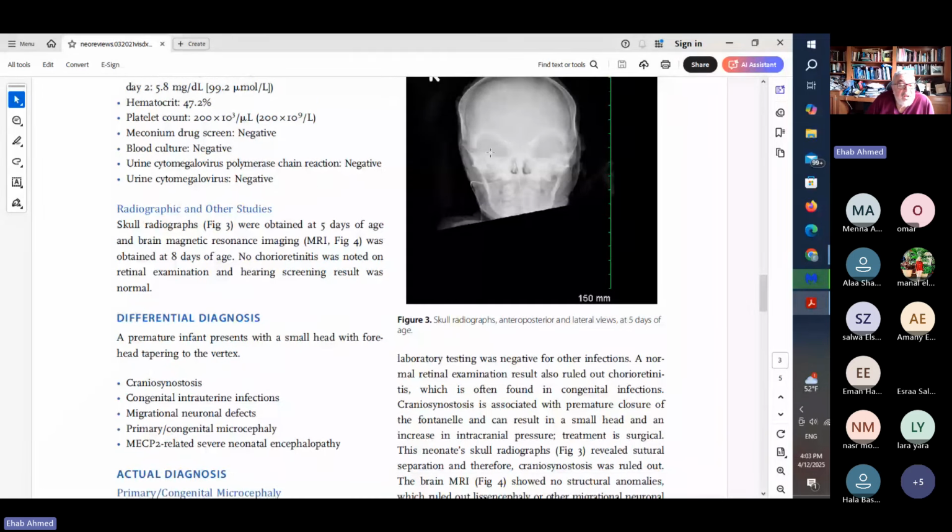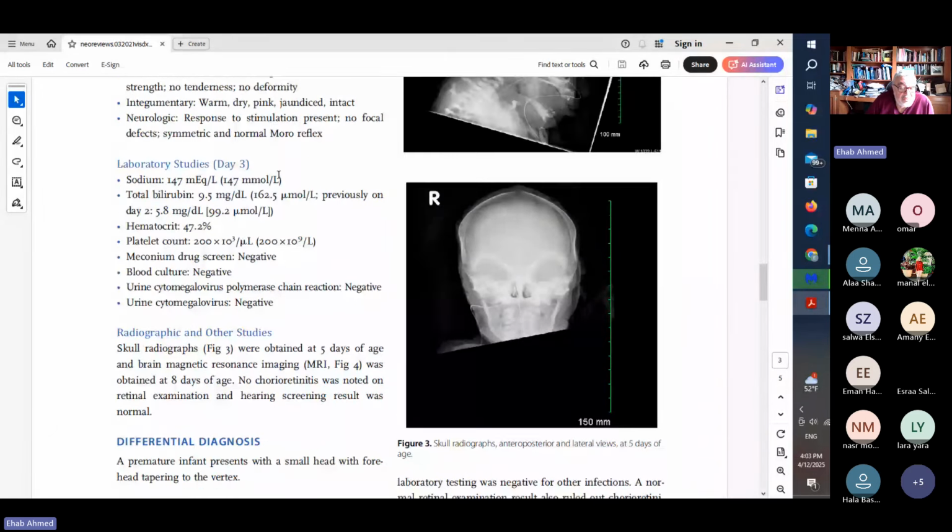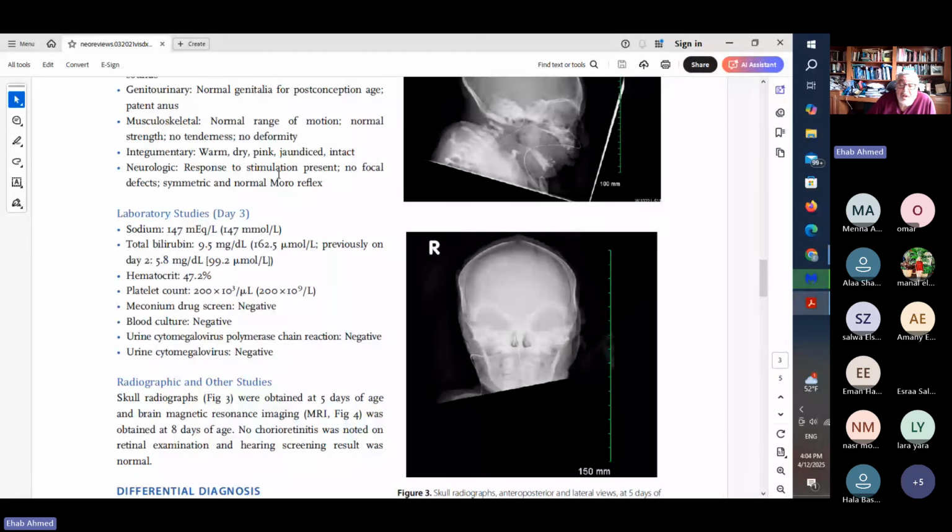So what is the differential diagnosis of microcephaly? What is the differential diagnosis? Most of them were ruled out by this scenario. What is the differential? This is congenital rubella, doctor. So congenital infection, then they rule this out. What else?